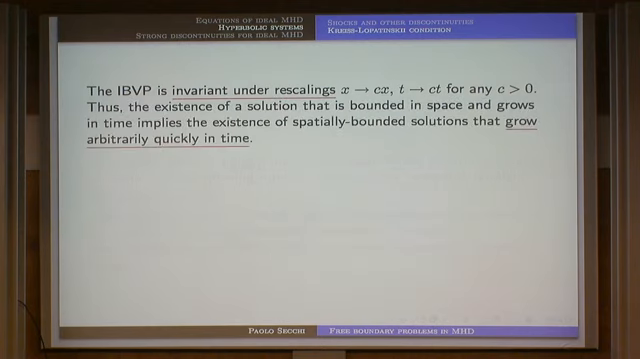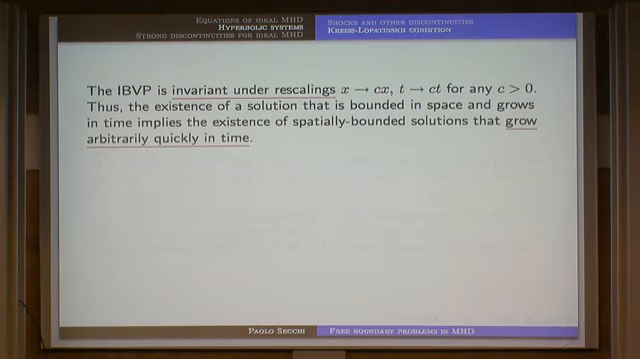Okay, this implies that the existence of a solution bounded in space which grows in time implies the existence of a spatially bounded solution, again, that grows arbitrarily quickly in time because of this scaling. Why arbitrarily quickly? Because I have one solution, see, which grows in time.